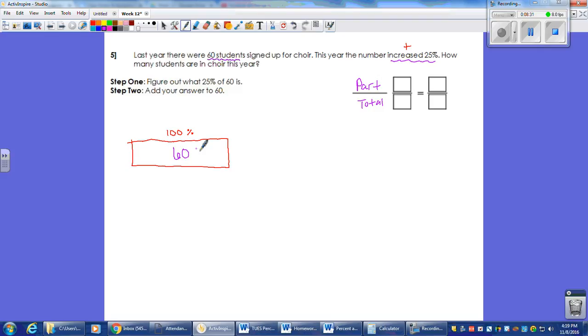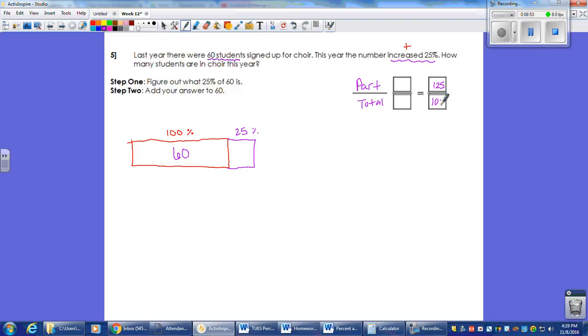Now we want to increase this bar by 25%. So one way you could do this is you could say, well, let's figure out what this all is together, because it's asking me for how many total students there are this year. So you could say, well, 125 gives me 125%, and percent is always out of 100.